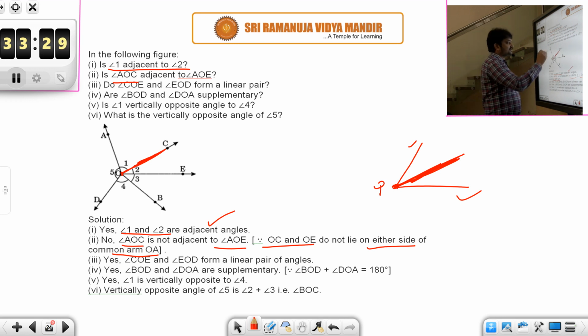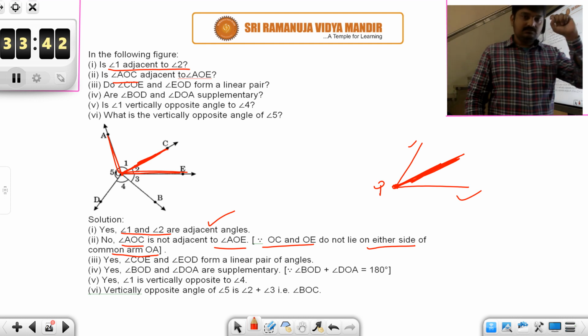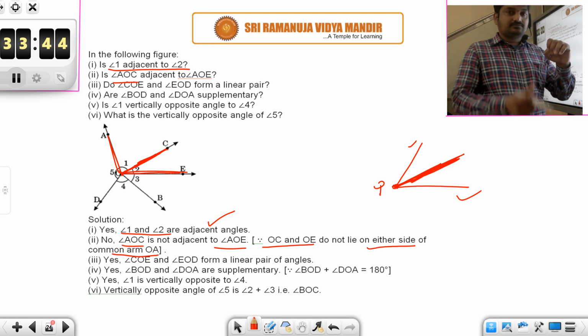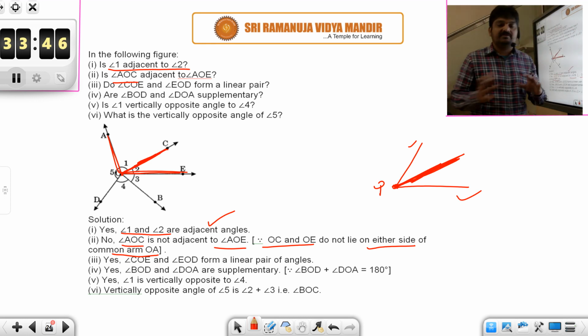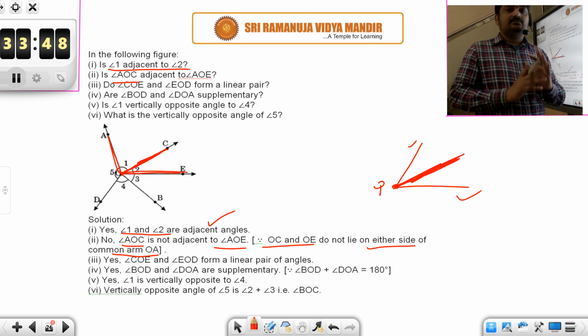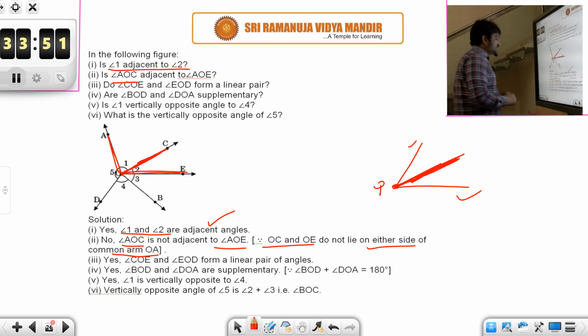So here in this case, AO is the common arm for angle AOC and angle AOE. But you could see that OC and OE are on the same side of the common arm. But for angles to be adjacent, the non-common arms should be on opposite sides of the common arm, not on the same side. So these are not adjacent, whereas angle 1 is adjacent to angle 2.